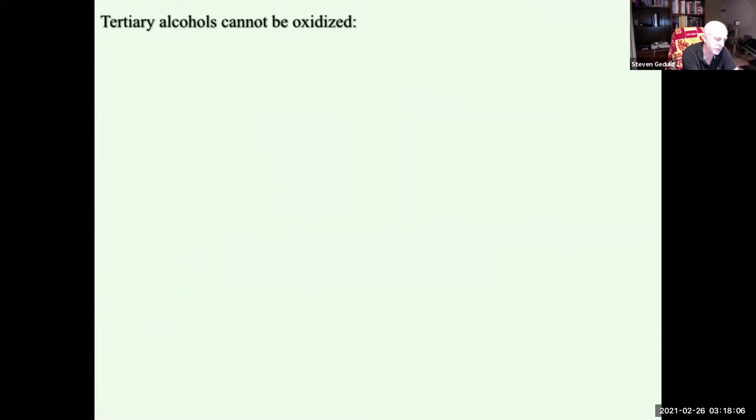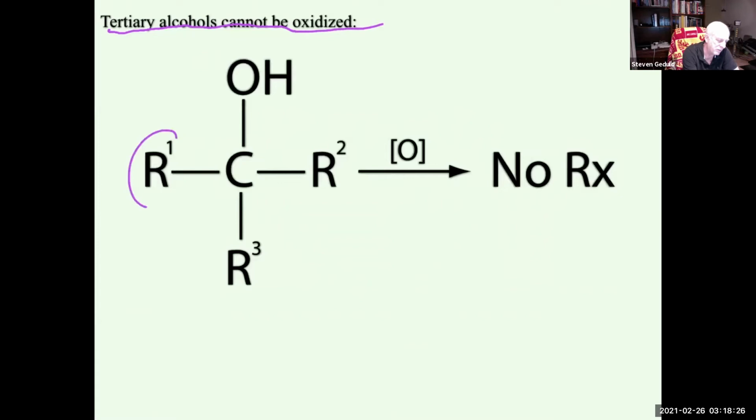Tertiary alcohols cannot be oxidized. Don't make that mistake on the midterm. If you have a tertiary alcohol, it is not going to be oxidized because there is no hydrogen for it to be taken away. You take the hydrogen off the OH group, there's no other hydrogen attached to the same carbon, so you can't use it. Because here's 3 R groups.